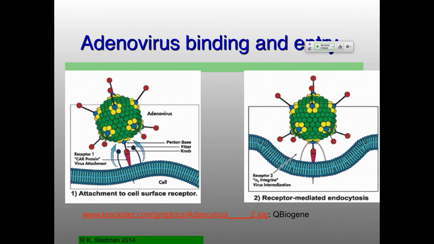If we look at this receptor and co-receptor binding in a little bit more detail, here we have the CAR protein interacting with the knob at the end of the penton fiber, and then these integrins, which then associate with the penton base. And this is, again, really not uncommon that you have multiple receptors for different viruses getting inside the cell. They want to make sure that it's the right cell that they want to get into.